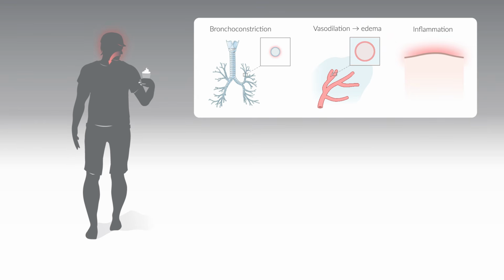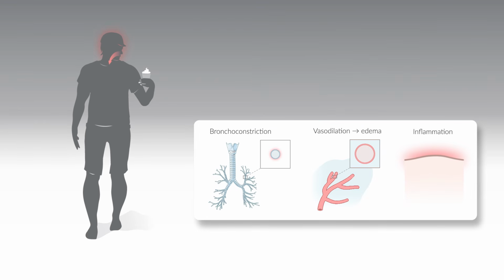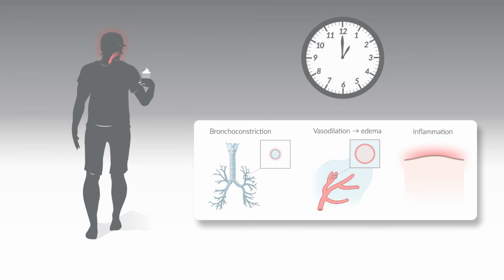One of the special features of type 1 hypersensitivity reactions is that once sensitized, the response to the allergen is immediate and can occur within seconds or minutes of exposure. Other types of hypersensitivity reactions are slower and can develop after hours to days.